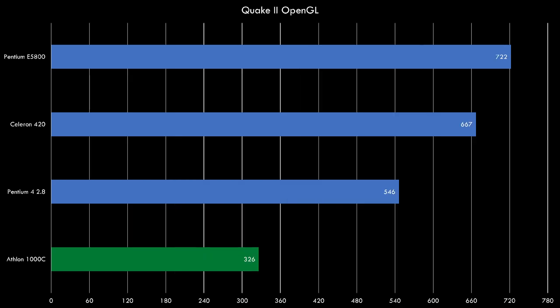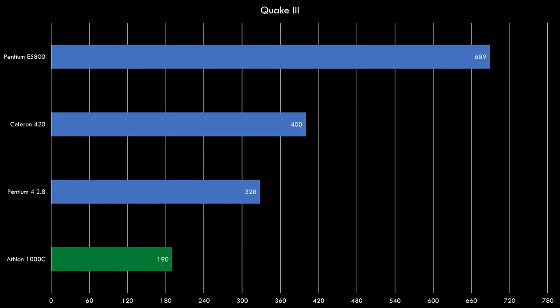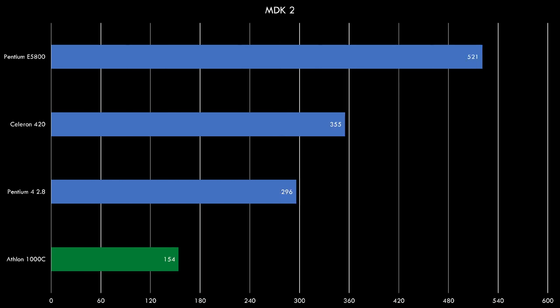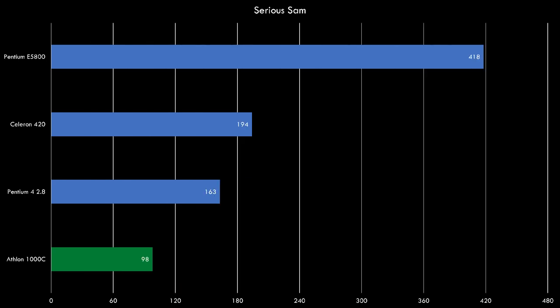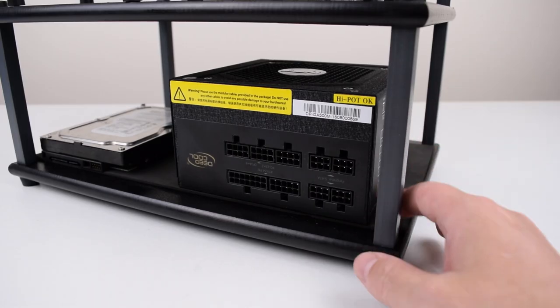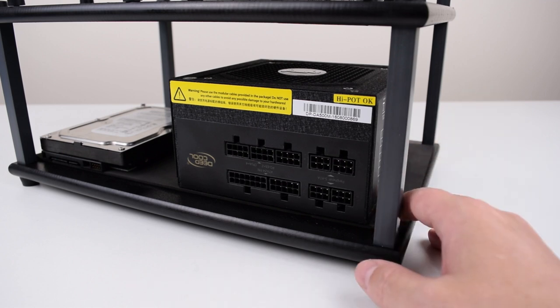We can see a slight improvement in Quake 2 OpenGL. Here the video card might be beginning to become a bottleneck. In Quake 3, once again, we can see nice scaling with the faster processor. Same goes for MDK 2. And we can see in Serious Sam a massive jump. So that's double the performance basically compared to the Celeron and leaving all the other processors far behind. And in Unreal Tournament, also a massive boost in performance, 418 FPS. So we can definitely see nice CPU scaling going to the E5800.